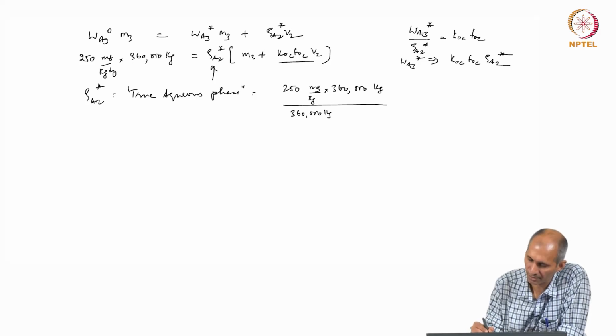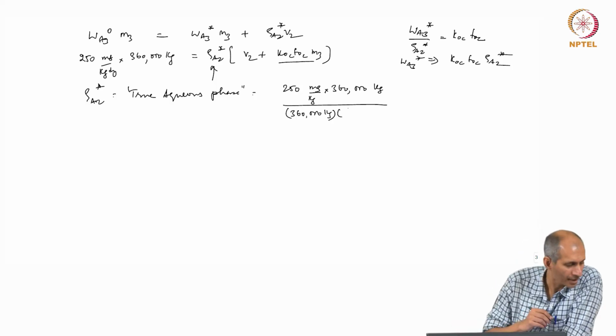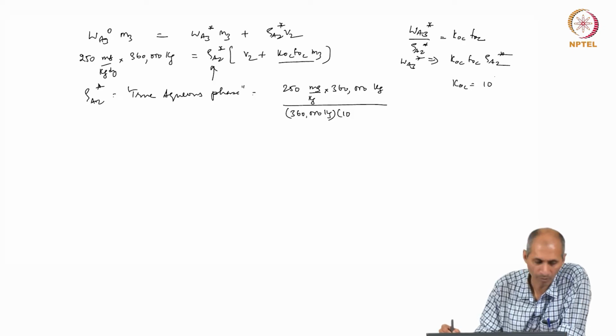Sorry, this is the other way, M3 is here, V2 is here, into KOC. KOC in the problem is 10, so this is 10 raised to 10. So, KOC in is 10 raised to 1 meter cube per kilogram. This log KOC is 10 raised to 4 liter per kilogram.